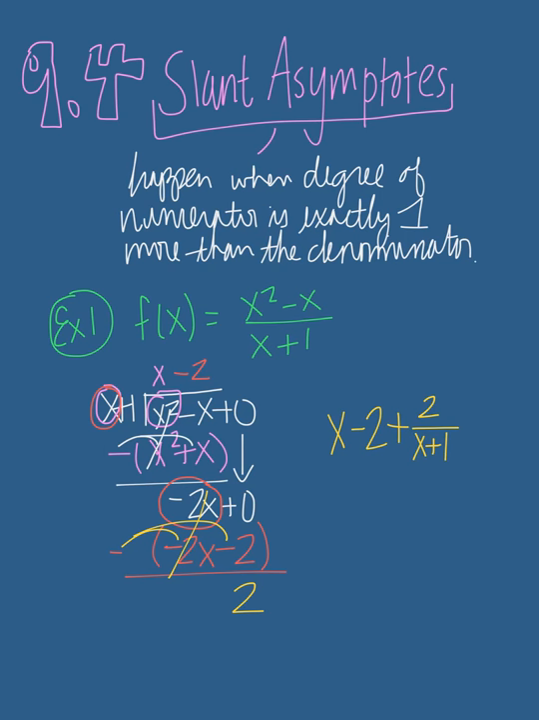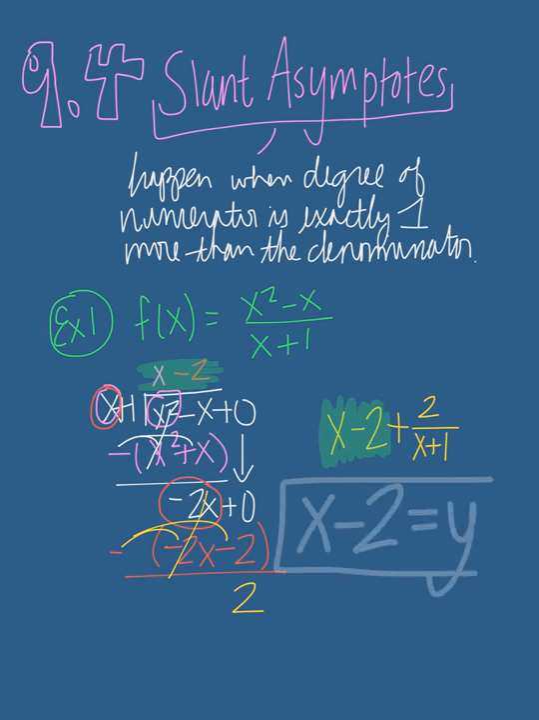I actually don't really care that much about the remainder, because the slant asymptote comes from the part that is right here, just the quotient part. So not the remainder, but the quotient part. So x minus 2, like y equals x minus 2, is my slant asymptote.